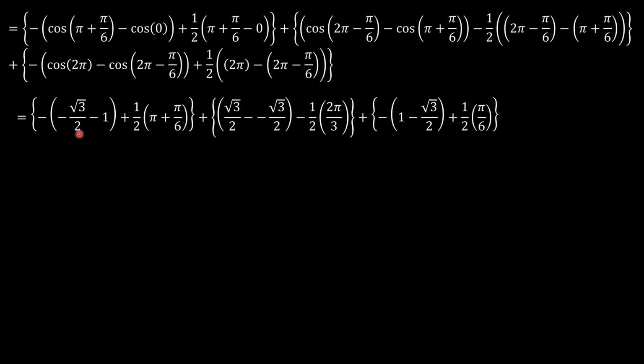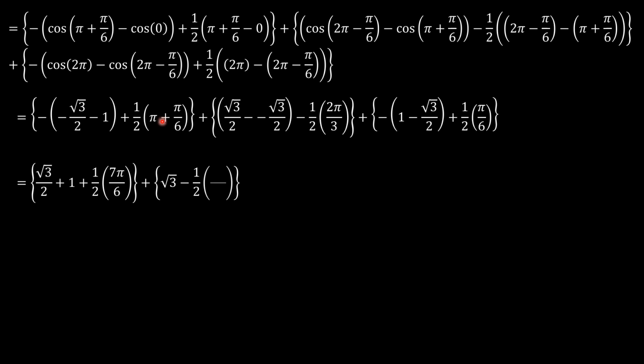It's important to see that this becomes root 3 here. And here we have minus minus, we have root 3 over 2 positive, and then minus minus here plus 1. And then pi plus pi over 6 is 7 pi over 6. Obviously a half is left there. And we have root 3 here minus a half of 2 pi over 3. We'll just leave it as it is here. And then minus 1 minus root 3 over 2. We'll keep it that way.